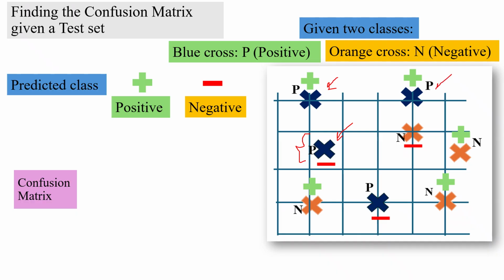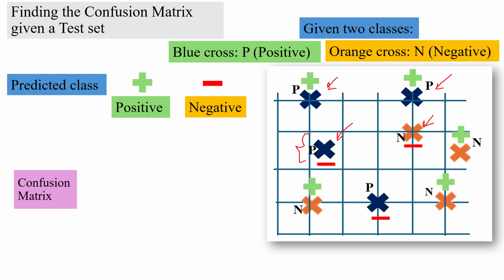Similarly, this one is positive identified as positive. So true positive. What about this one? It is negative and identified as negative. So it will be true negative. So now we know how to identify the data as per the definitions we gave earlier. This is negative identified as positive. So this is a false positive.